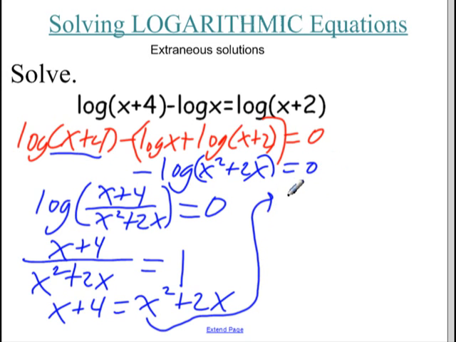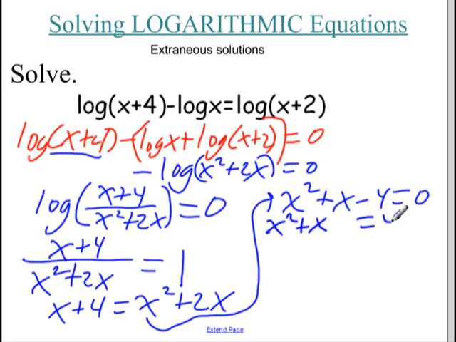So I'm going to put that quadratic in standard form. I'm going to subtract the x and subtract the 4 to set it equal to 0. So that becomes x squared plus x minus 4 equals 0. And now we have a quadratic equation in standard form. It's not factorable, so we're going to have to do the quadratic formula or completing the square. I'm going to complete the square just because.